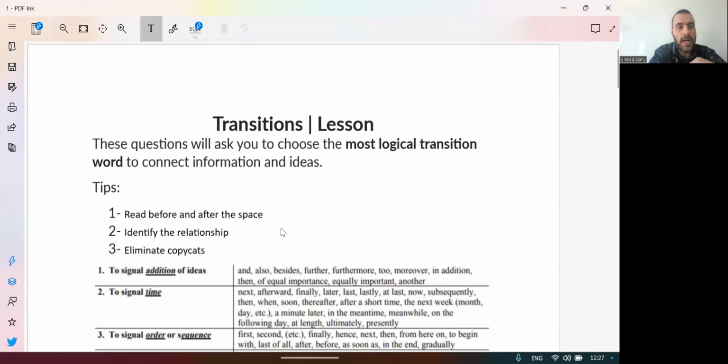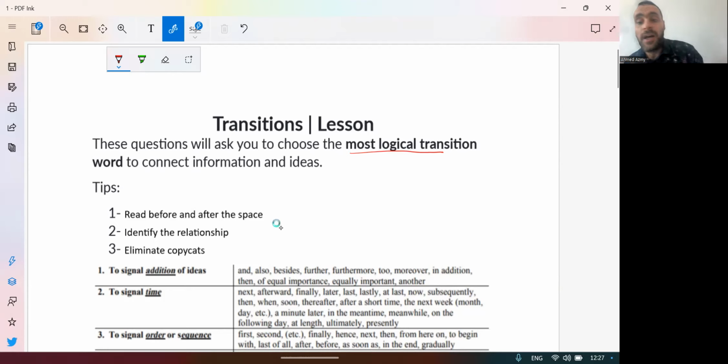First of all, I need to go through the definition of transitions in writing. This is the first video. These questions would ask you to choose the most logical transition which will be used to connect sentences, connect ideas together. These are the tips. I will start with the tips.